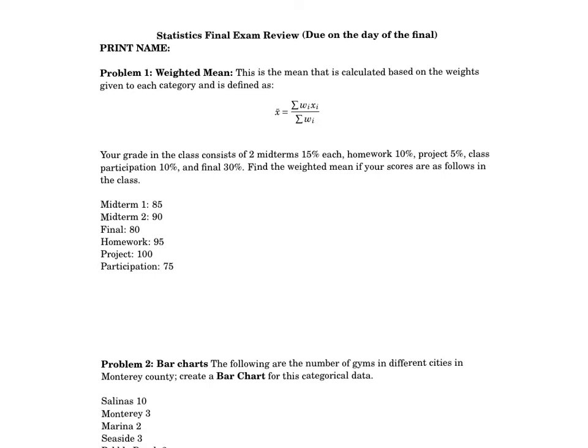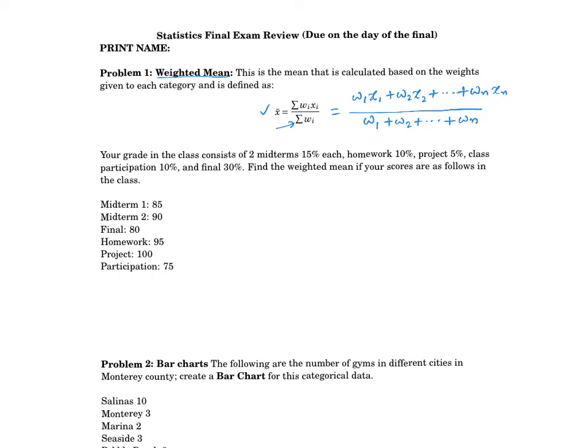All right, let's get started with problem number 1, weighted mean. The formula for weighted mean, if I were to write it out, is W1 x1 plus W2 x2 plus dot dot dot plus Wn xn, and at the bottom the summation of Wi, which is going to be W1 plus W2 plus dot dot dot plus Wn.